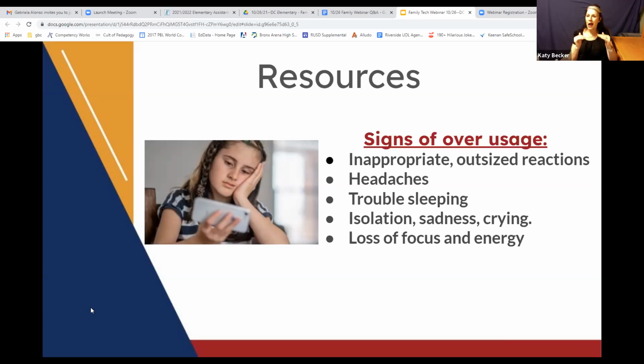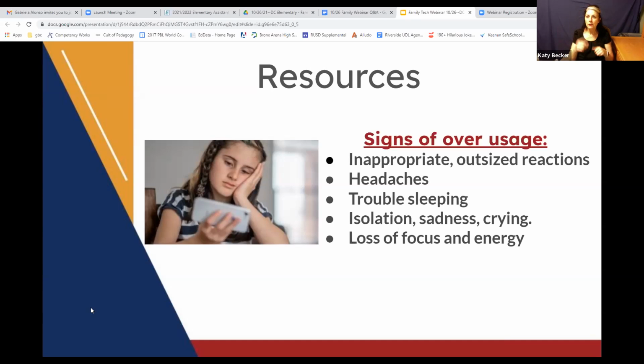One of the other signs is headaches, trouble sleeping, sadness, isolation, and a lack of focus or energy. I think that this image here on this page is something that we've all seen our kids do, where they're just looking fatigued and tired, and yet that device is still in front of their faces. So it's just being aware of these signs.